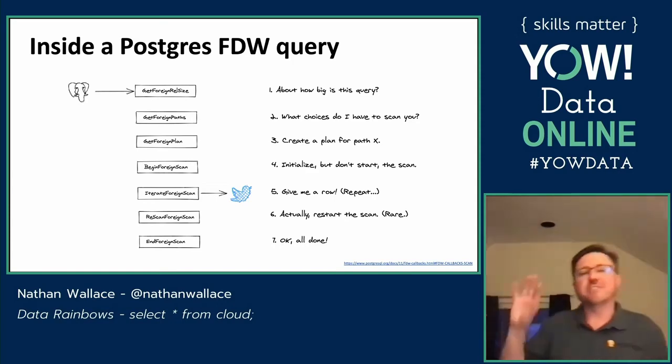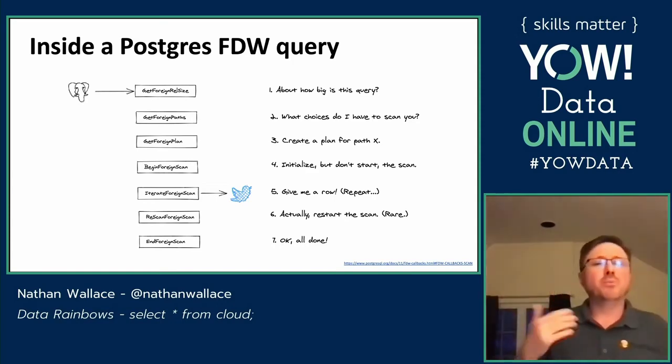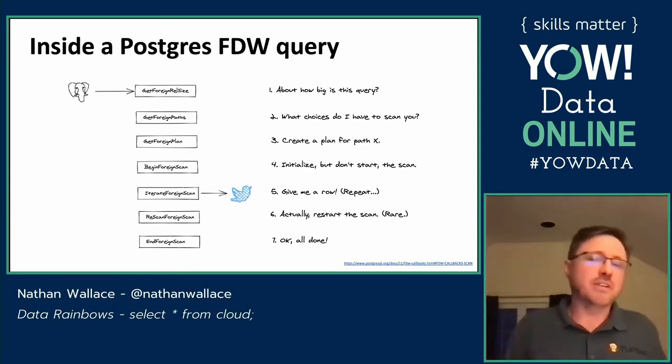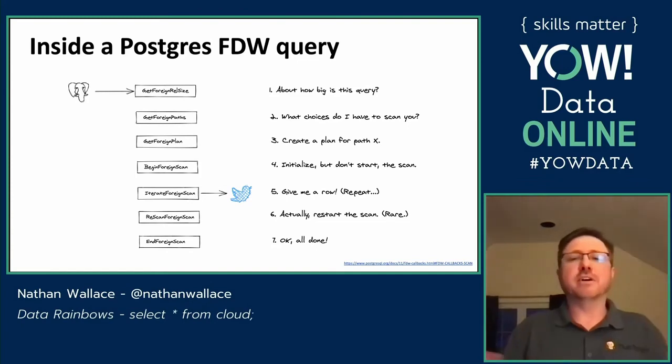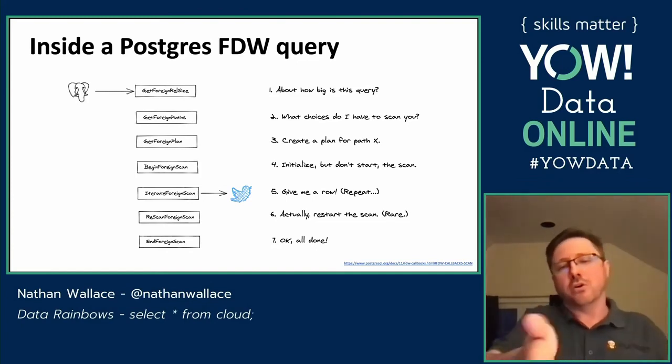Number 6, it could ask us to start again if it wants to, but more likely it just goes to number 7 and says, thank you very much. I have all my rows and I'm done and we can end this query. All of that happens in one select star from AWS S3 bucket, doing all that work, or in this case, select star from a Twitter.